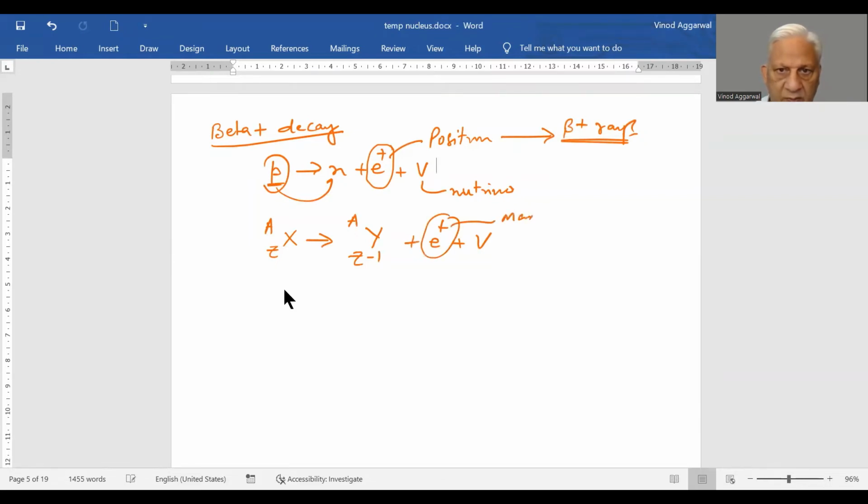This mass of positron is nearly the same as the mass of an electron, approximately. So if we say this is beta plus decay.